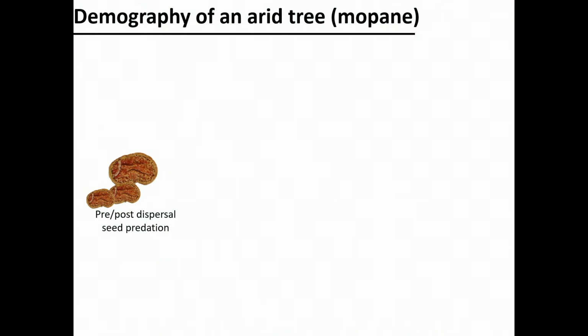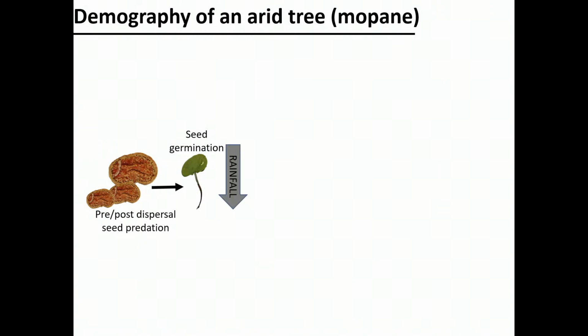It has very little limitations when it comes to the seed stage. It produces a lot of seeds. There's not a lot of pre or post-seed dispersal predation. Mopani germinates incredibly easily, so germination is not a clear bottleneck.